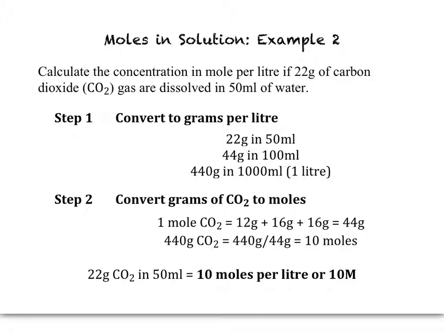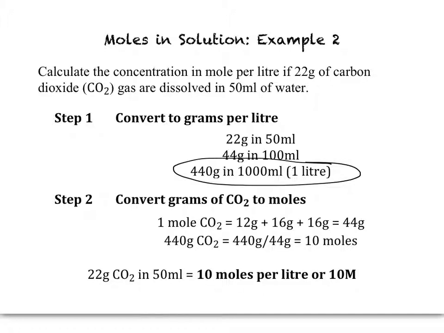Moles in solution, example 2. Calculate the concentration in mole per litre if 22 grams of carbon dioxide, CO2 gas, are dissolved in 50 milliliters of water. Again, we need to convert the grams to moles and the milliliters to litres. Step 1. Convert to grams per litre. 22 grams in 50 milliliters is the same as 44 grams in 100 milliliters, which is the same as 440 grams in 1000 milliliters, which is 1 litre.